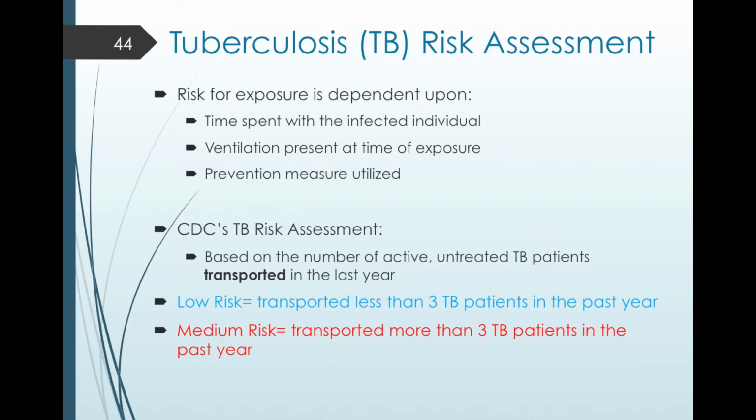Looking at the risk assessment, risk is generally classified by the amount of time spent with the infected individual, the ventilation that was present at the time of exposure, whether you were outside in open air or if you were in a small confined space, and if any prevention measures were utilized, such as wearing a mask and safety glasses. The CDC does have a TB risk assessment. It is based on the number of active, untreated TB patients that were transported in the last year. So they classify low risk as transporting less than 3 of the patients that fit that criteria. Medium risk is transporting more than 3 in the last year.